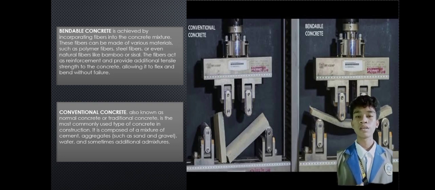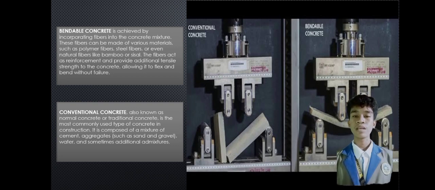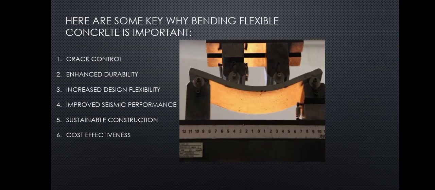And bendable concrete is achieved by incorporating fiber into the concrete mixture. This fiber can be made of various materials such as polymer fiber, steel fiber, or even natural fiber like bamboo or sisal. It adds tensile strength to the concrete, allowing it to flex and bend without failure.